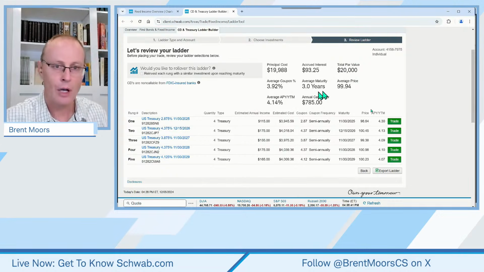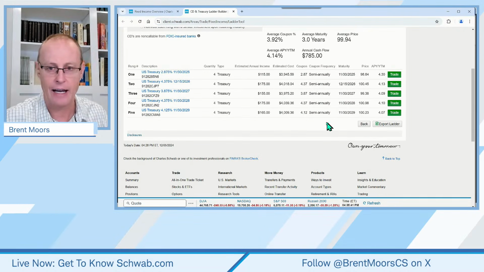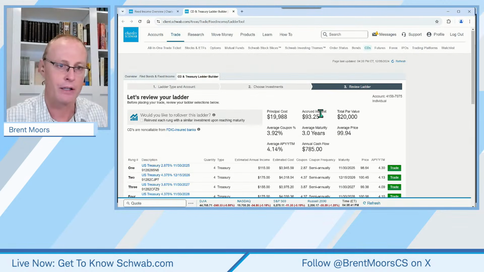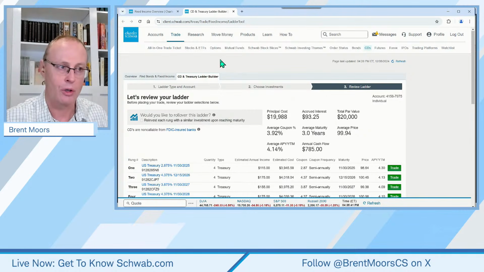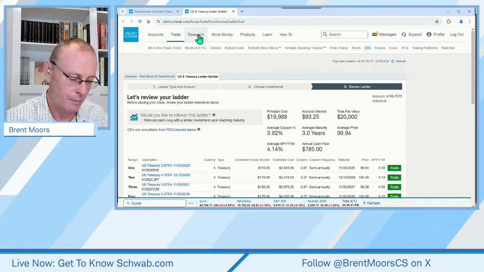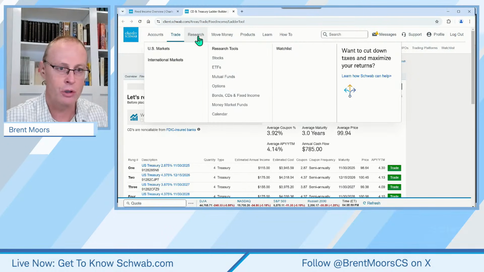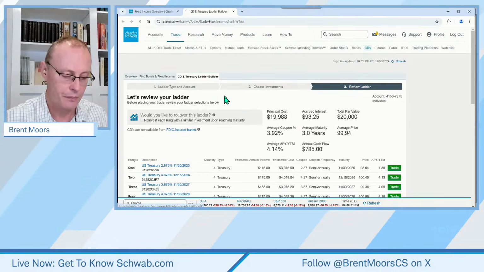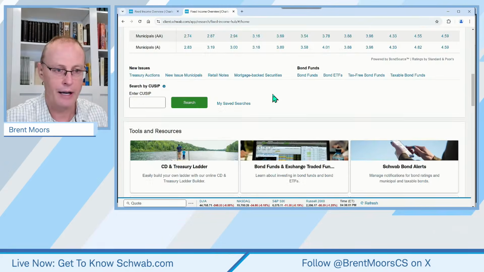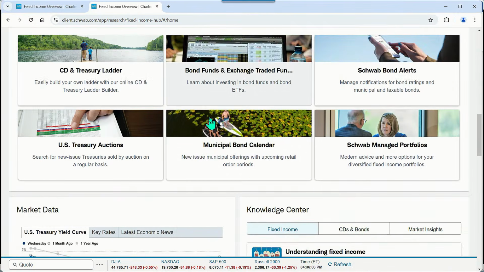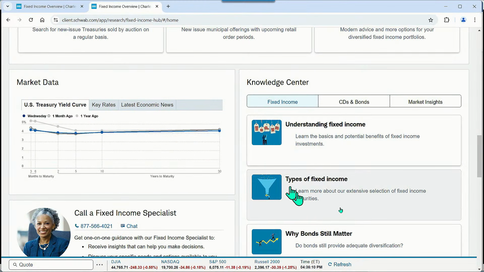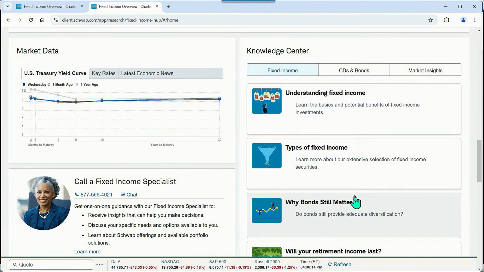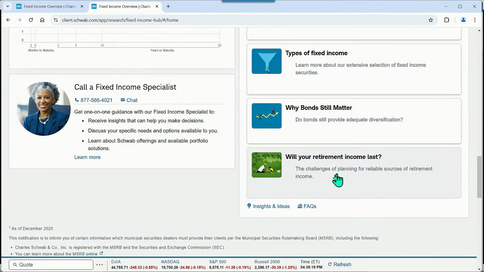Now, let me show you. So there's that, and then you can trade those if you wanted to. If you want more information on bonds, let me show you another place to get it. I'm going to go to research, click on bonds, and scroll down. We have a knowledge center right here that you can look at: understanding fixed income, types of fixed income, will your retirement income last?